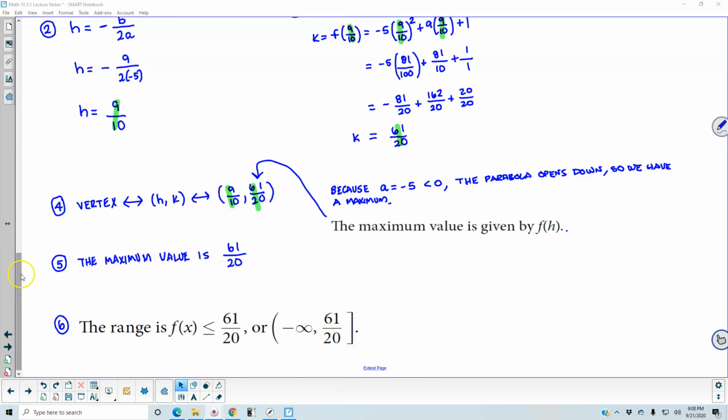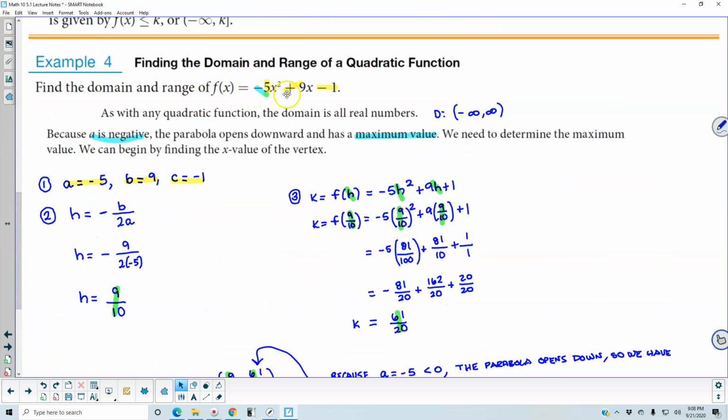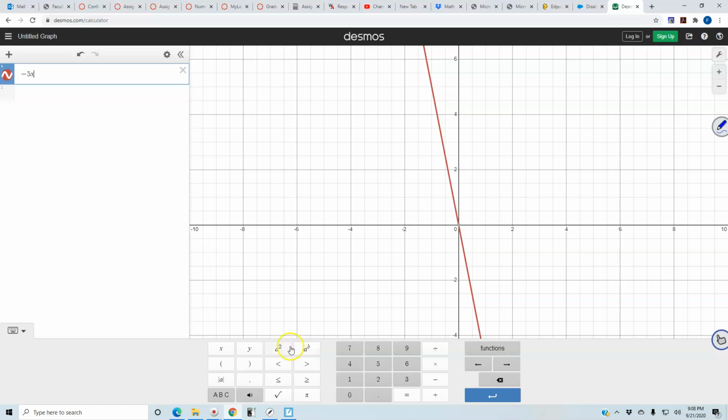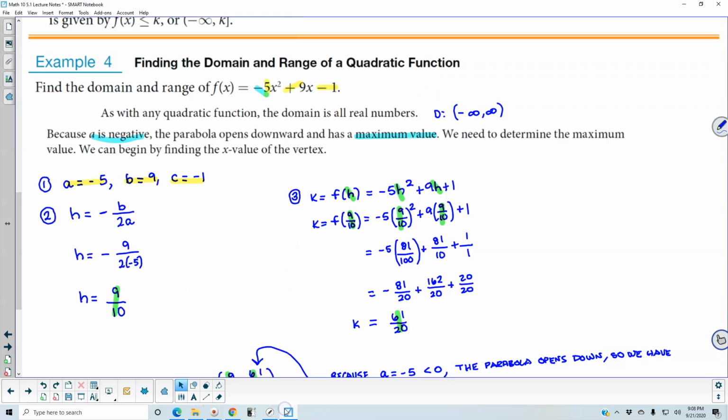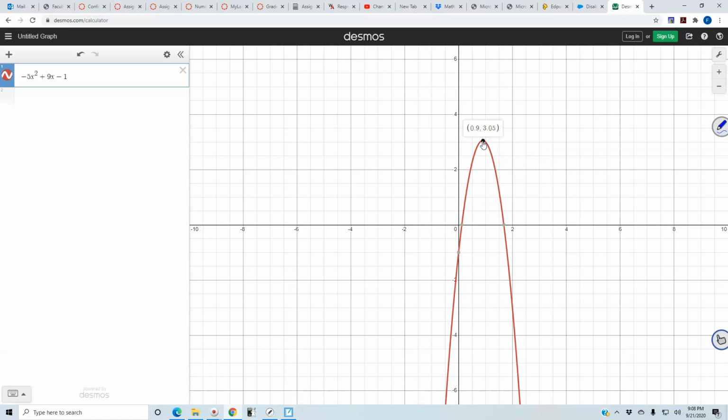And now let's see what this graph looks like when we graph this in Desmos. Again, the function is negative 5x squared plus 9x minus 1. So we have negative 5x squared, plus 9x, minus 1. Okay, and there is our vertex. There are our x-intercepts, and there's our y-intercept. So let's go ahead and copy and paste this.